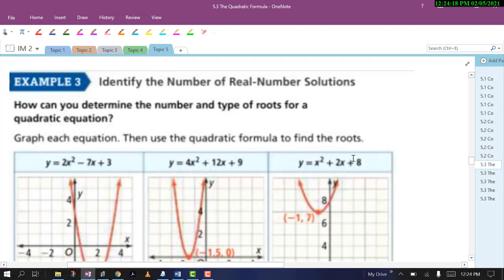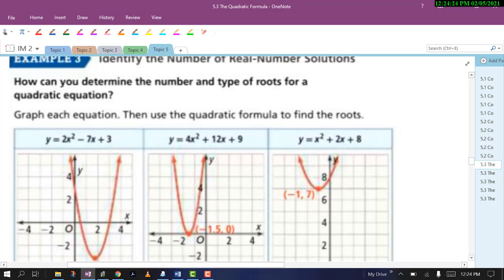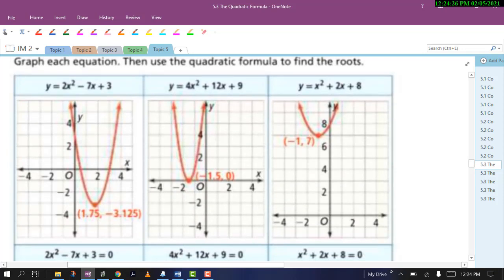Identifying the number of real number solutions. How can you determine the number and type of solutions for a quadratic equation? If we graph it, anytime it crosses the x-axis are our roots. So we got one here and one here. I believe that is 1/2, and the next one is 3. So we have two solutions there.